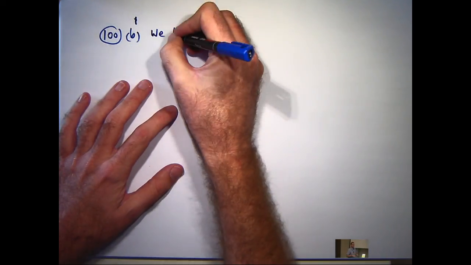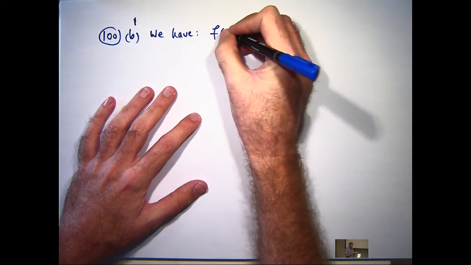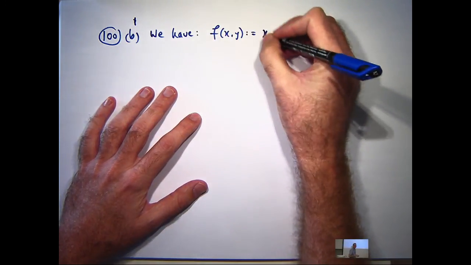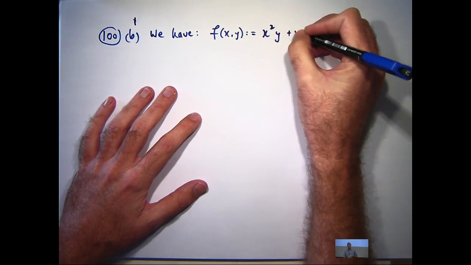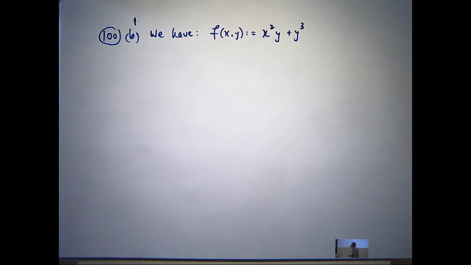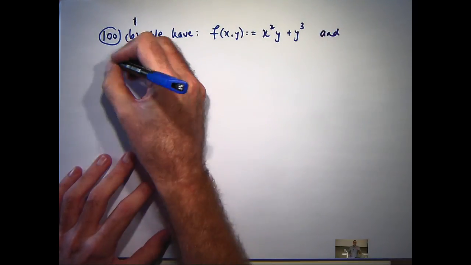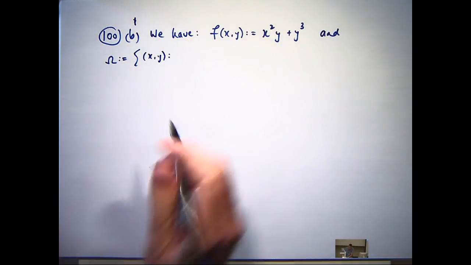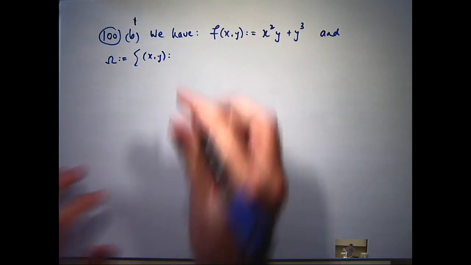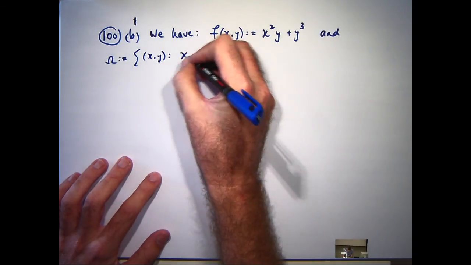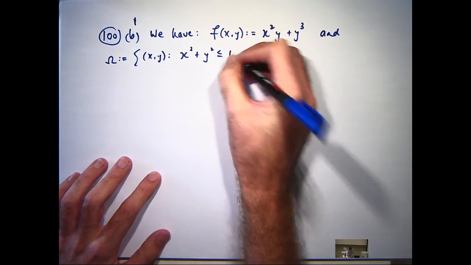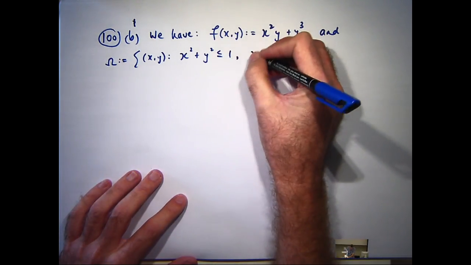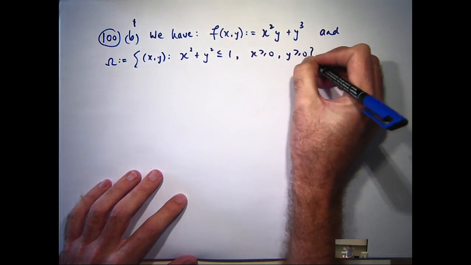All right, 100B. You have the following function of two variables, defined in this way. And our region of integration, our two-dimensional region, is the set omega. And it's the following set of points. It's those x and y values in the xy plane such that x squared plus y squared is less than or equal to 1, and x and y are non-negative.